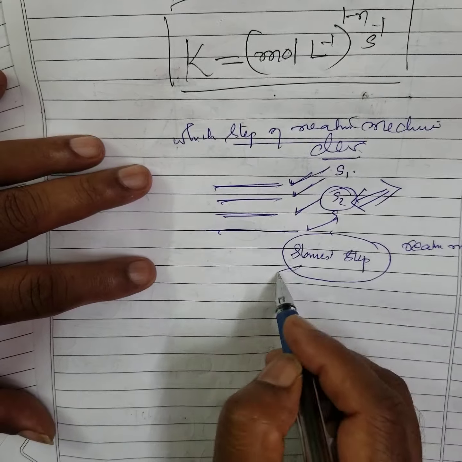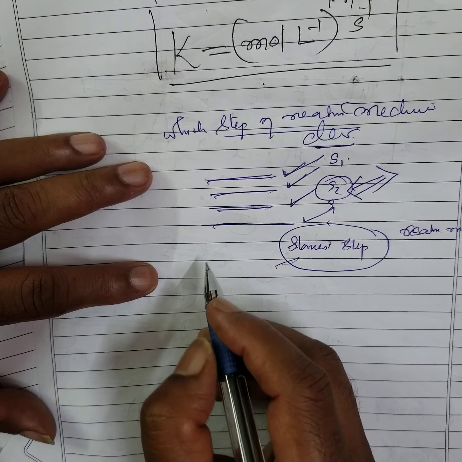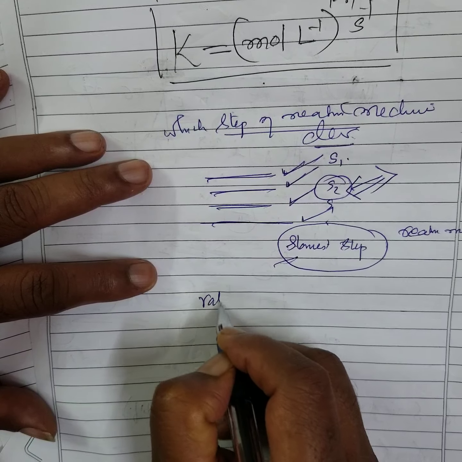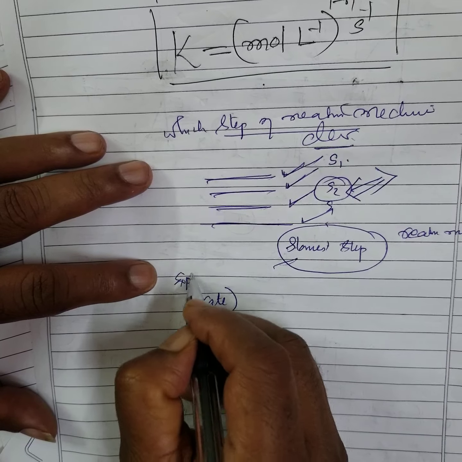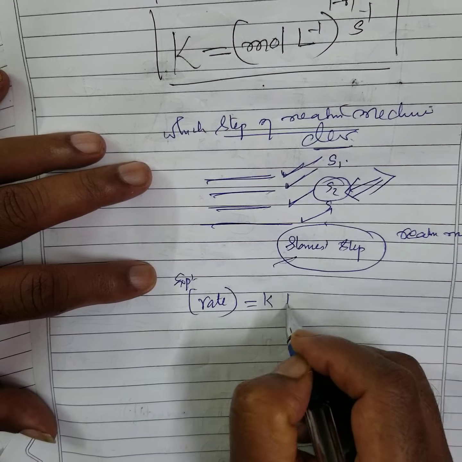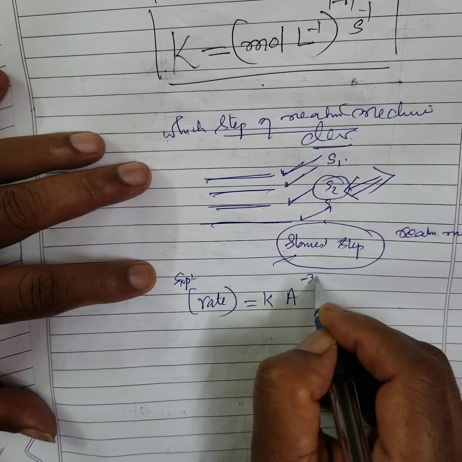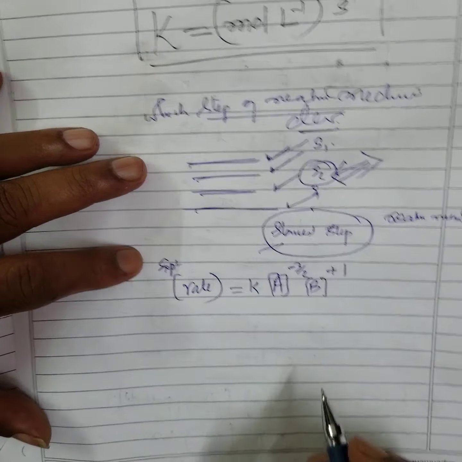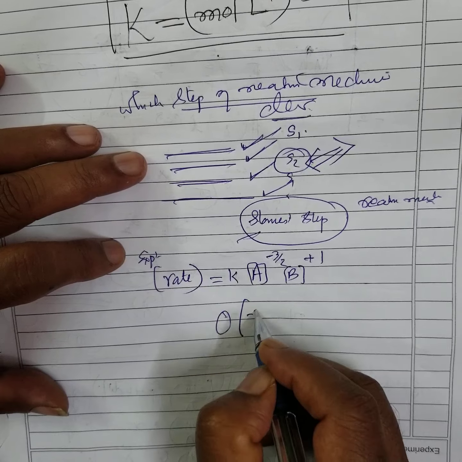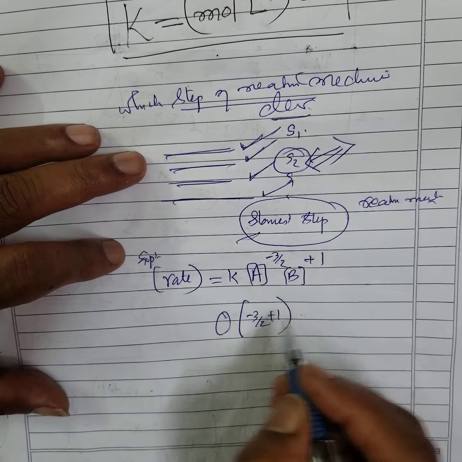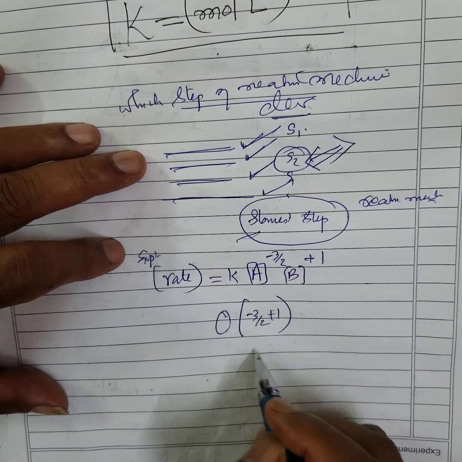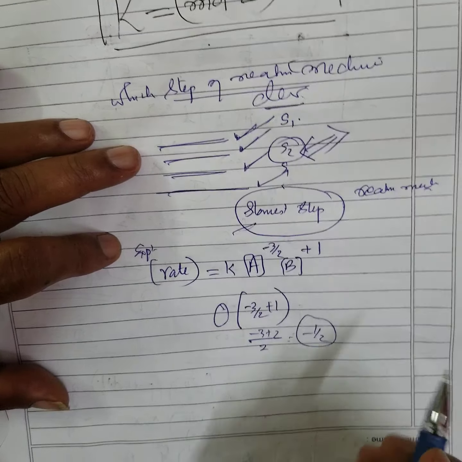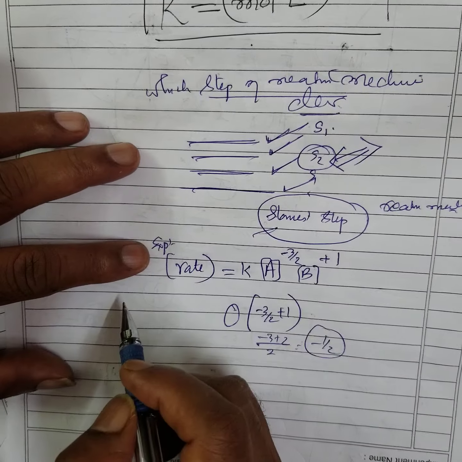Therefore, they may ask you what is the order of a reaction. Suppose the simple question they'll ask you: the experimentally determined rate is equal to k times [A] to the power of minus 3/2 and [B] to the power of 1. What is the order? Order is minus 3/2 plus 1. It is just the sum of the powers, that is minus 1/2. This is the order. And what is the molecularity of the reaction?